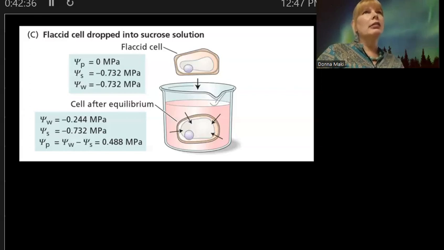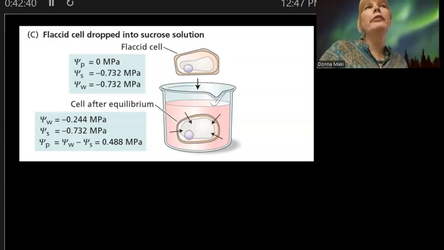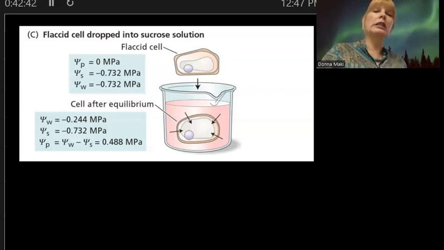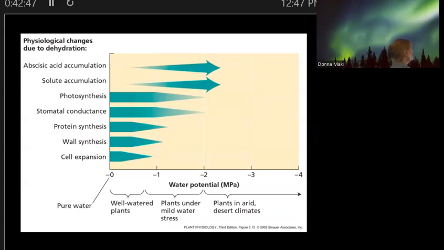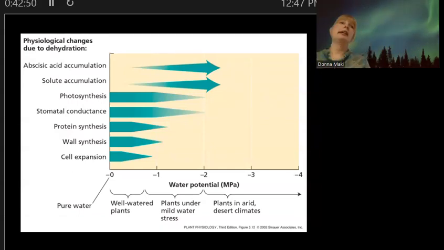So you may be sitting there going, who cares? What's the big deal about water potential? Why would plant physiologists even bother? Sounds like a lot of math. All right, so they are doing it for a reason. It helps them assess the water status of the plant.